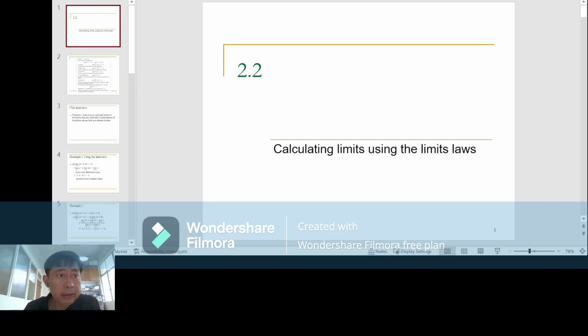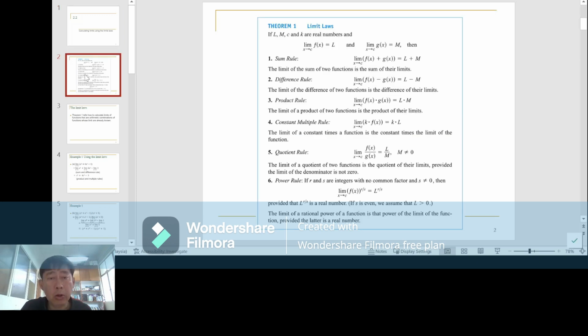This is the recording for topic 2.2, calculating limits using limits law. So basically, we are going to discuss theorem 1, limits law, and show you a few examples of how this theorem could be applied. The important point that we are going to discuss in this topic is the following.